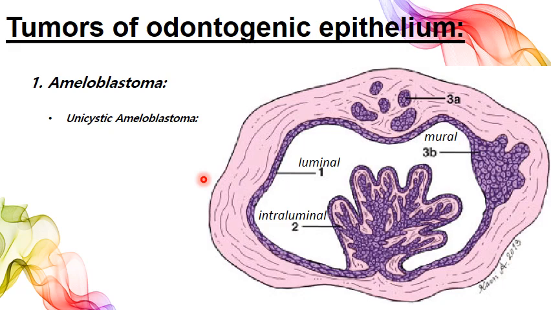The second instance in which we do resection is the case of a mural variant of unicystic ameloblastoma. This variant is probably more aggressive than the luminal and intraluminal. Why? Because it infiltrates the fibrous wall, so it may enter the bone. It will be in contact with the bone. The ameloblastic tissue will be in contact with the bone.